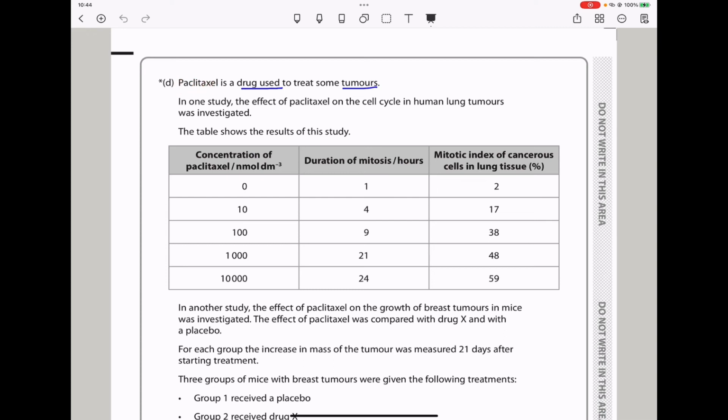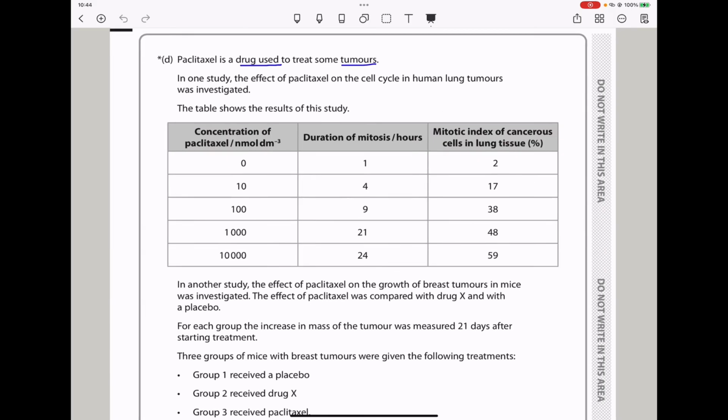Moving on. Paclitaxel is a drug used to treat some tumors. In one study, the effect of paclitaxel on the cell cycle in human lung tumors was investigated. The table shows the results of this study.